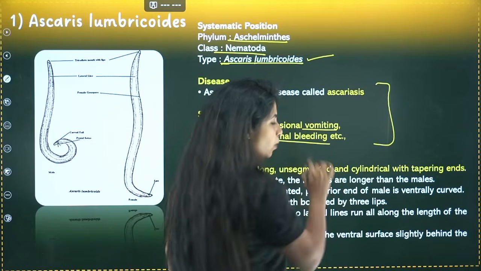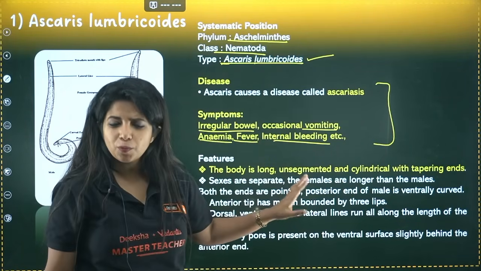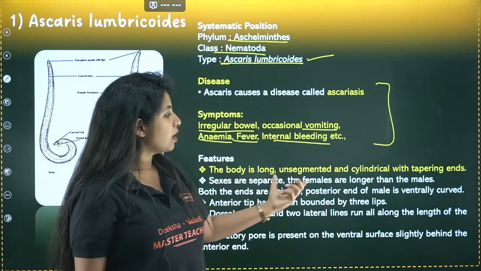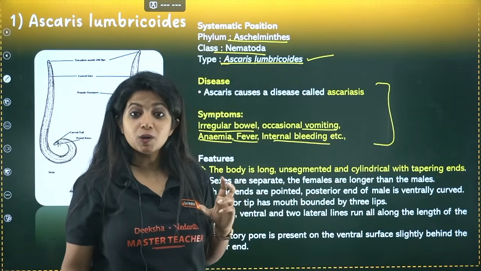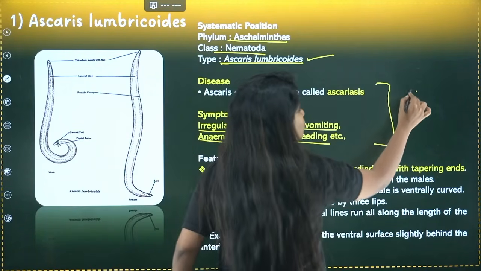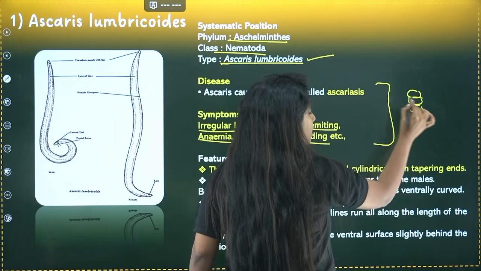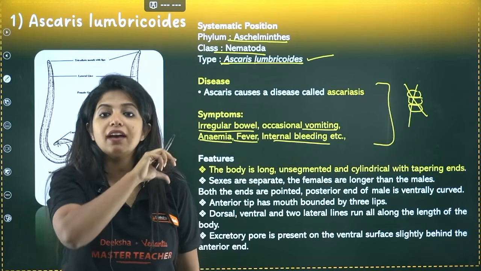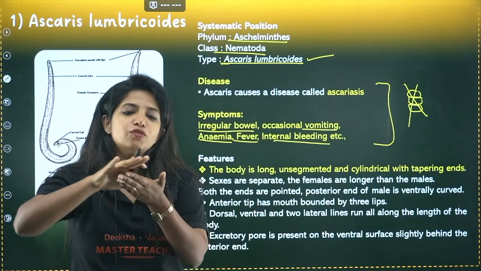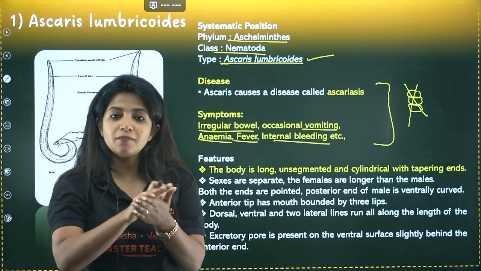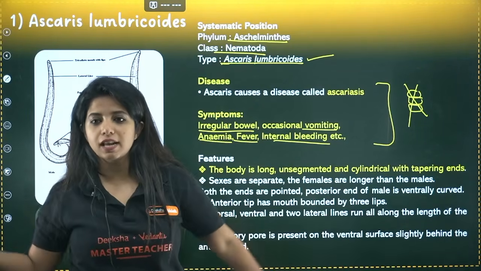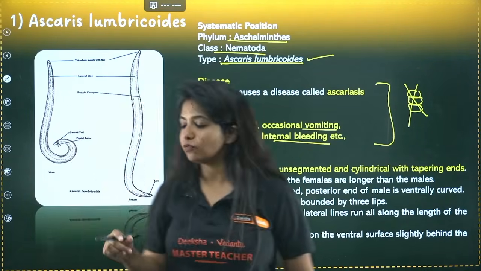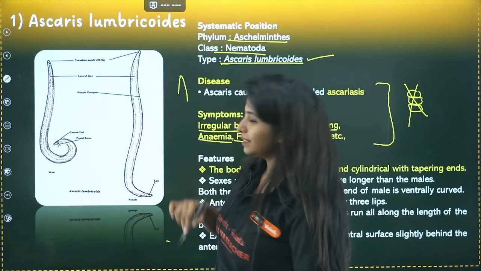If at all you write the disease as well as the symptoms, you will be getting those 1 marks, but make sure you have one more point in your head. The body is long, it is unsegmented. Usually worms like earthworm, if you have seen, have small segments, right? I told you they come under annelids. That's the feature of annelids. Over here they are nematodes, and nematodes are unsegmented, very smooth, buttery, and you can take them for the advertisement of Vaseline. They are cylindrical, and they have a tapering end like this.